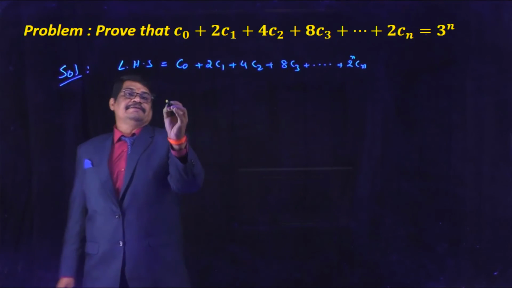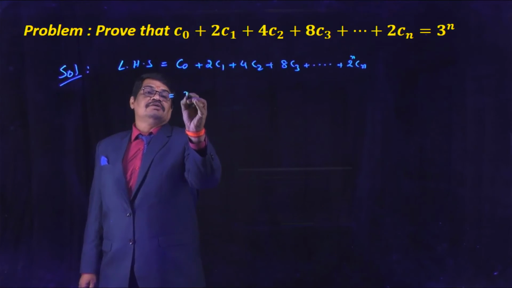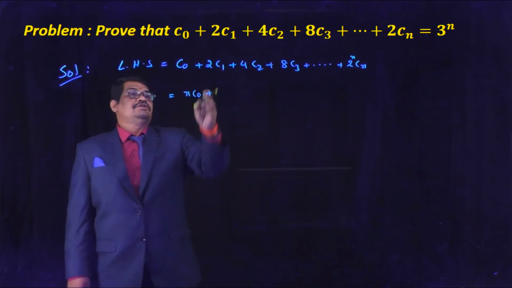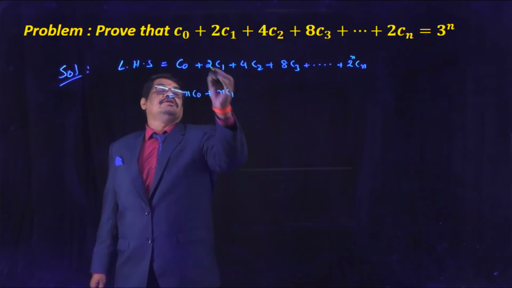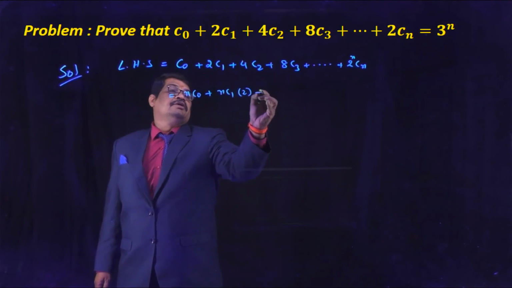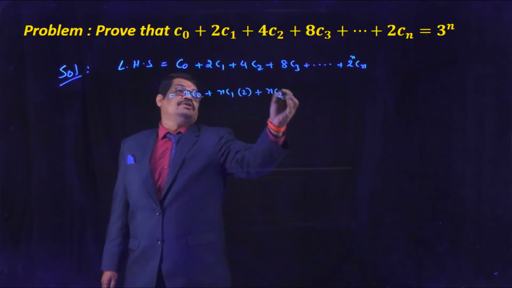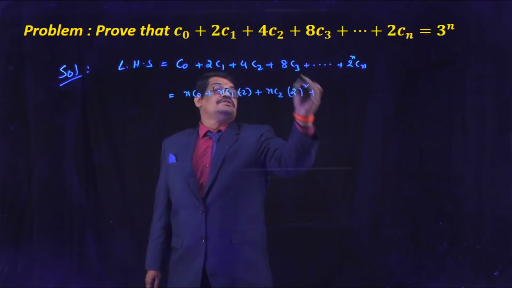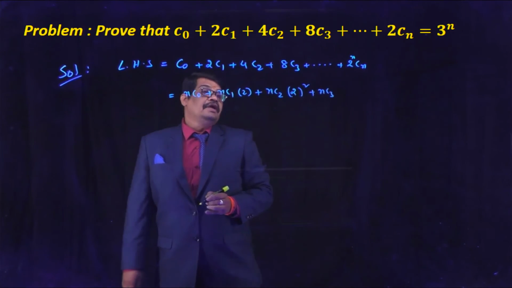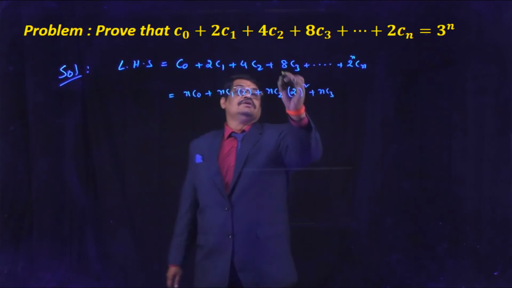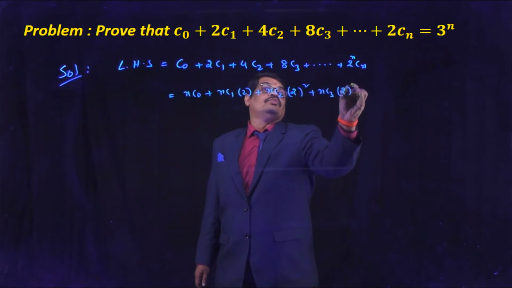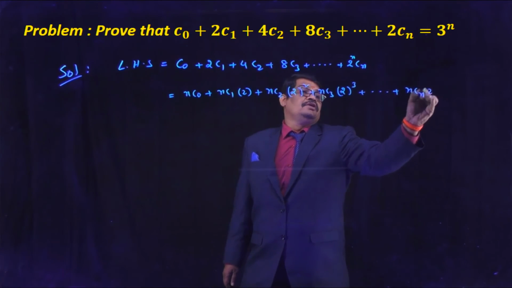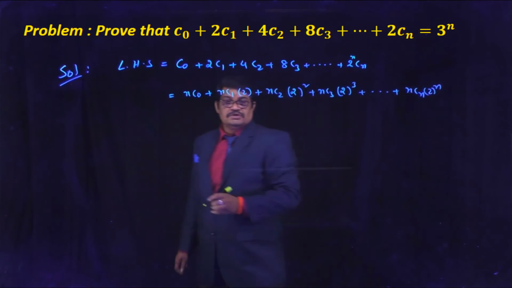Now we are writing this. What is c naught? C naught is denoted by nc naught. So here c1 is nothing but nc1. This 2 can be written as here. Next, what is c2? That is nc2. This 4 can be written as 2 square. Next, this c3 is written as nc3. That 8 can be written as 2 cube, like this and so on. Here cn, that is ncn into 2 to the power of n.